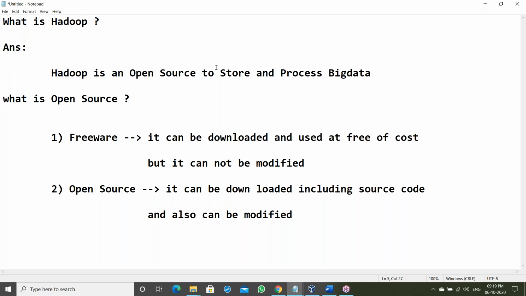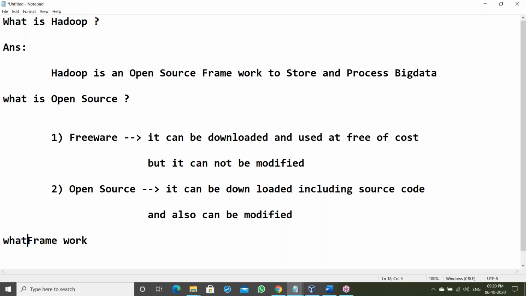Open source framework. Hadoop is an open source framework. What is framework? Let us see. What is Hadoop? Hadoop is an open source framework to store and process big data. Right? Next question.